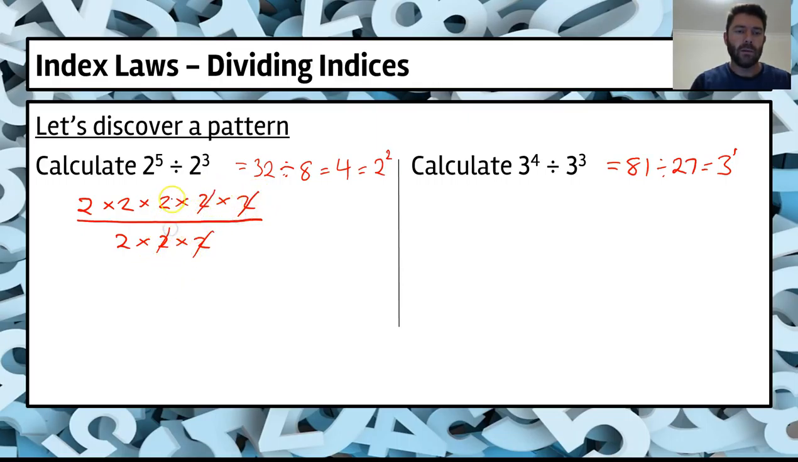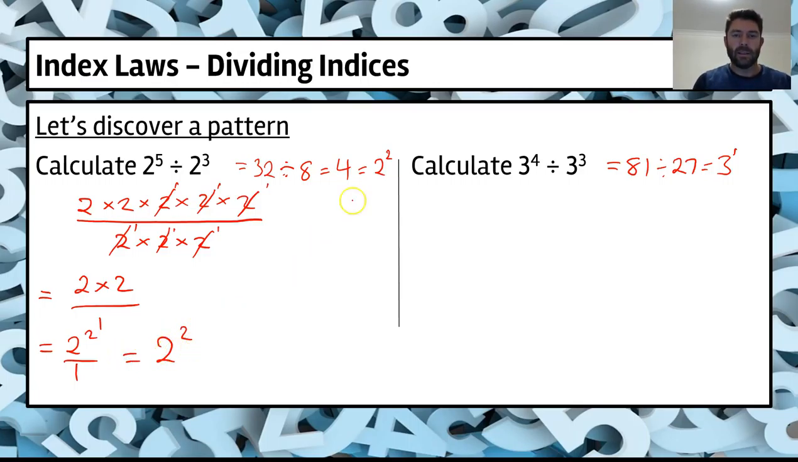We'll work our way along. Don't forget they actually turn into 1s when we cancel them out, because they go into each other one time. So what we end up with on the top line is 2 times 2 over 1, which equals 2 squared over 1, which equals 2 squared. That is the same as the answer we got there.